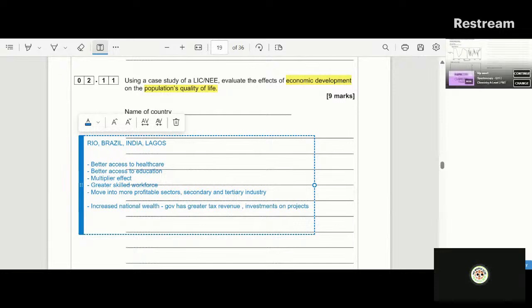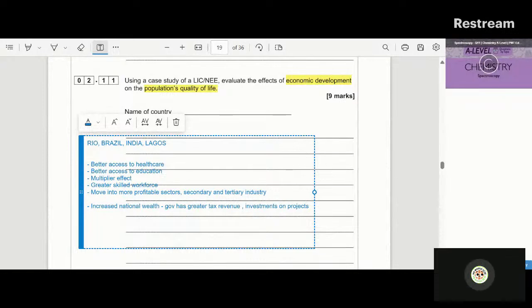Those are the things you could possibly say, but again, we're focusing on low-income countries or newly emerging economies. So when you're arguing for an opposite side, you want to make evaluative points.